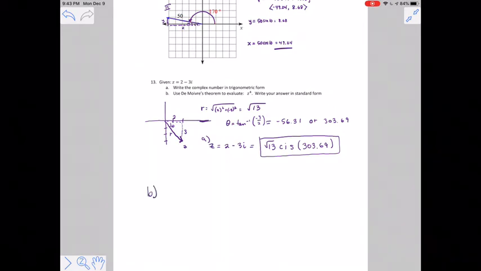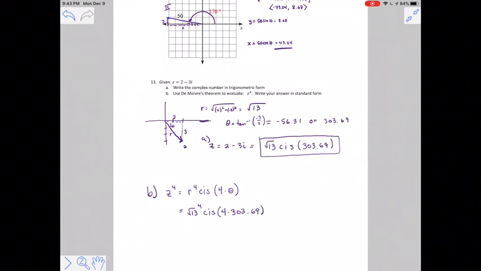Now for part B, using De Moivre's theorem, we need to evaluate z to the fourth. That's what De Moivre's theorem would tell us. That's on one of our reference sheets there. So r to the fourth would be the square root of 13 to the fourth power, and then 4 times the angle. The square root of 13 to the fourth power is 169.